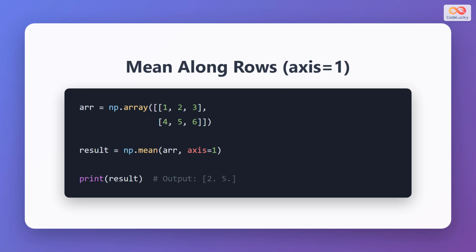Conversely, when you set axis equals 1, NumPy calculates the mean along the rows, which means it computes averages going across each row. In our example array, the first row contains 1, 2, and 3, which average to 2.0. The second row contains 4, 5, and 6, which average to 5.0. This returns a one-dimensional array with 2 values, one for each row. Understanding how to use the axis parameter gives you powerful control over your data analysis workflows.